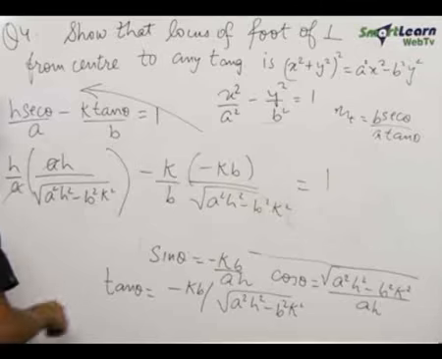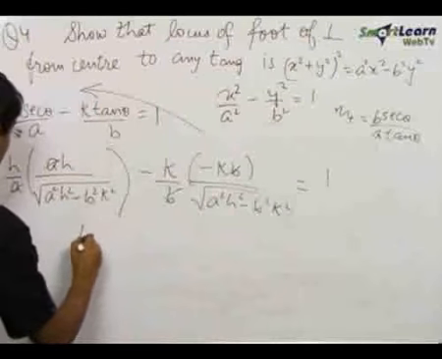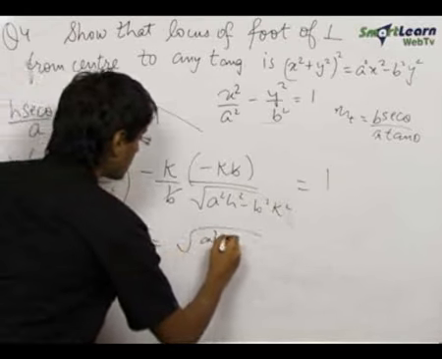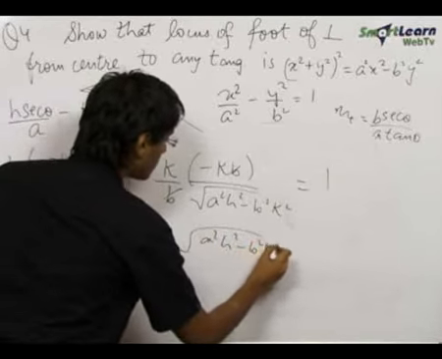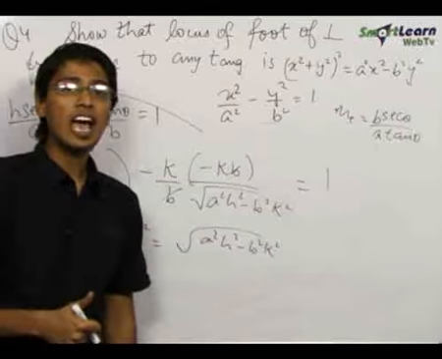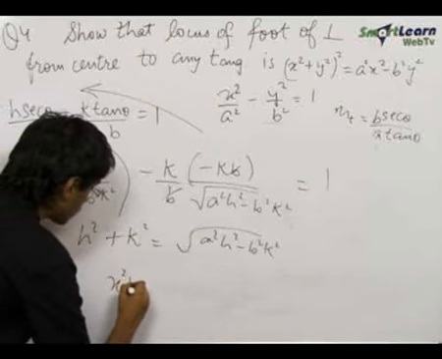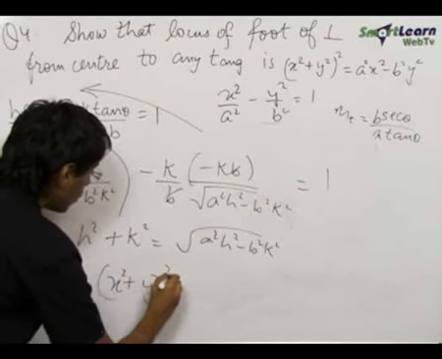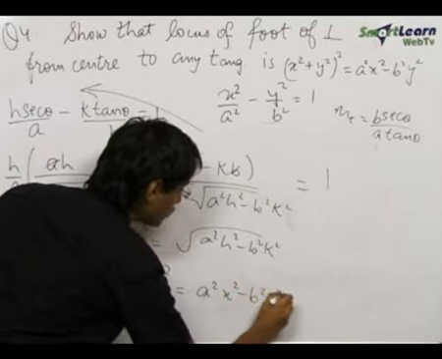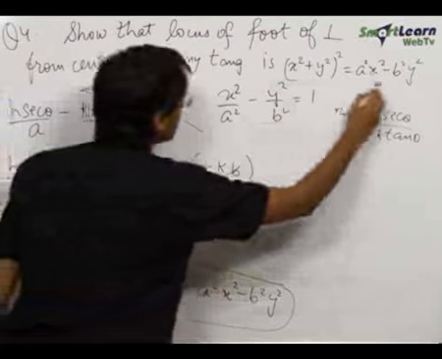is equal to 1. Here a and a cancel, b and b cancel, and we get h square plus k square is equal to under root of a square h square minus b square k square. Now squaring both the sides and replacing h by x and k by y as we do in questions of locus, we get (x square plus y square) whole square is equal to a square x square minus b square y square, and this was the result that we needed to prove.